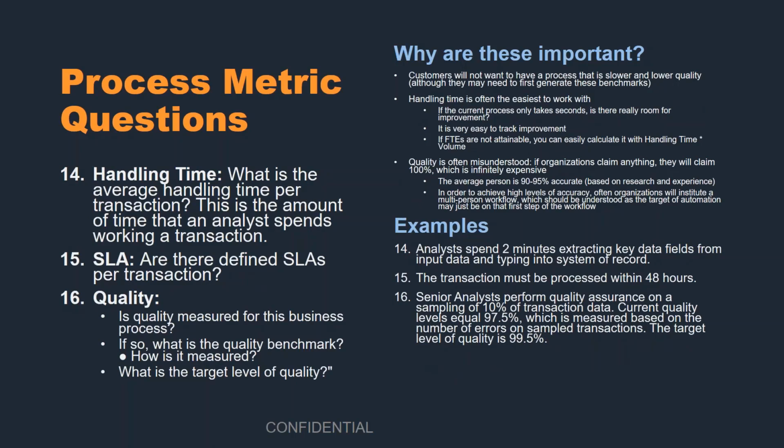Handling time, SLA, quality. At least the first two are probably things you typically come across, especially in RPA journeys. How much time are people spending on transactions, and what SLAs is the process bound to? Those are pretty common. They're also very useful for getting back to the business case, because if you have the average handling time and the expected volume, you can compute the FTEs relatively quickly, and a lot of times that's where those numbers really come from.